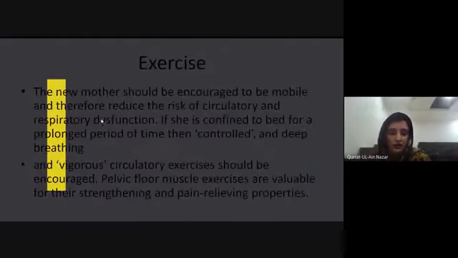Now, after discussing a venue, there comes a very important point from the health point of view for the mother: exercise. Yes, exercise is very important for the mother to achieve. The new mother should be encouraged to be mobile and therefore reduce the risk of circulatory and respiratory dysfunctions. If she is confined to bed for a prolonged period of time, then controlled deep breathing exercises are very helpful, especially for mothers who face problems of circulatory dysfunctions.